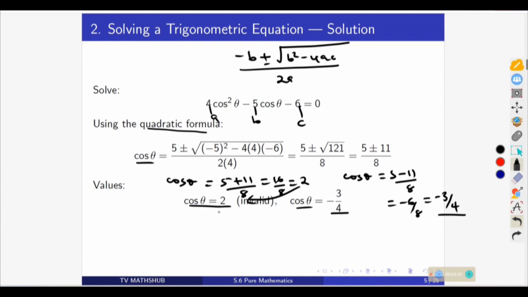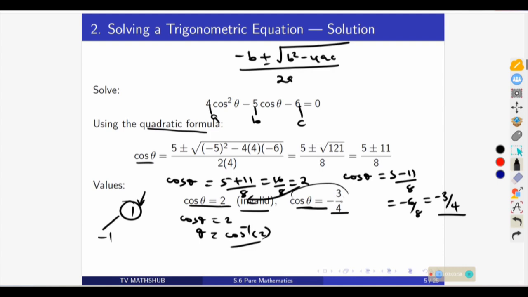So from here we shall be in a position to get the values of theta. So if you consider cos theta equaling 2, then theta is equal to cos inverse of 2. Cos inverse of 2 does not exist. Cos is maximum at 1 and minimum at negative 1. So beyond that, cos cannot be defined. So this one here is invalid, and for that case, theta here cannot be defined.